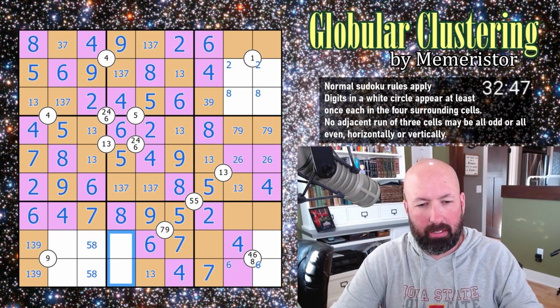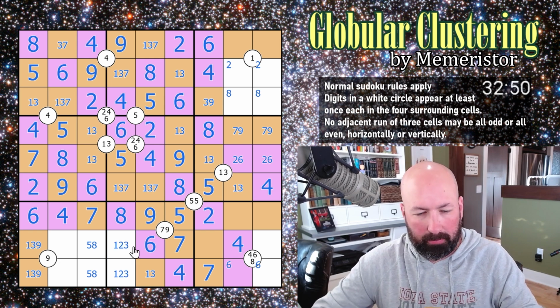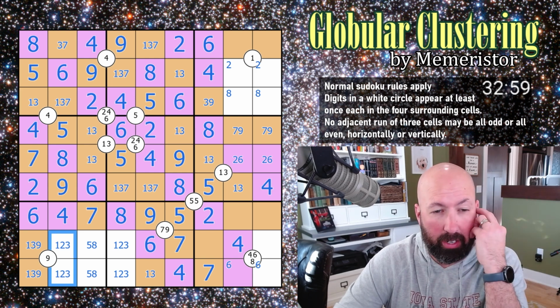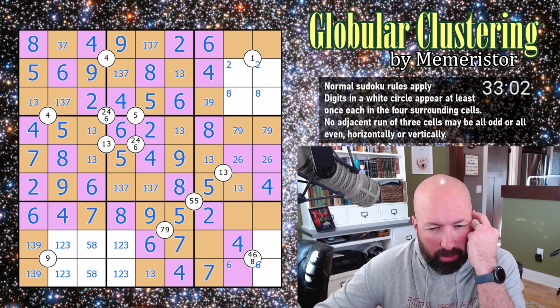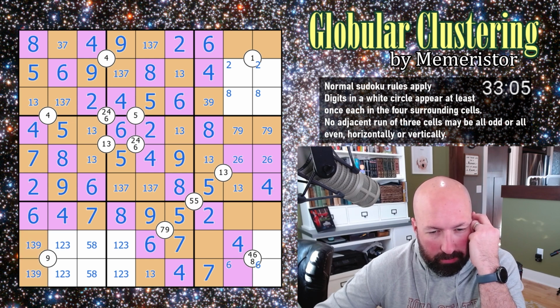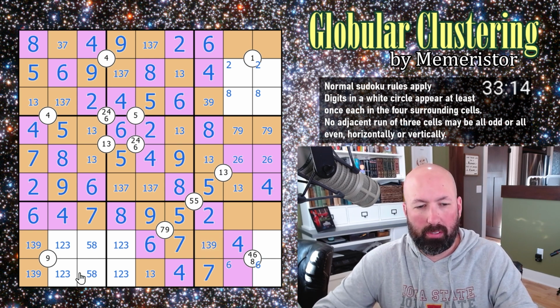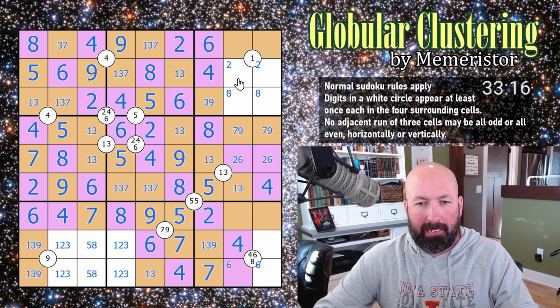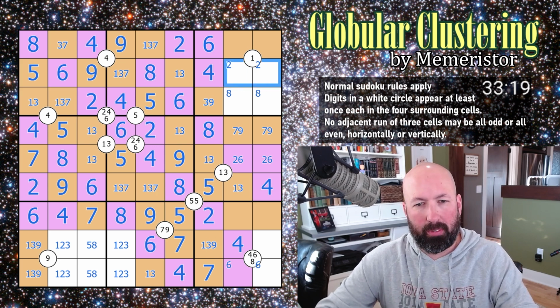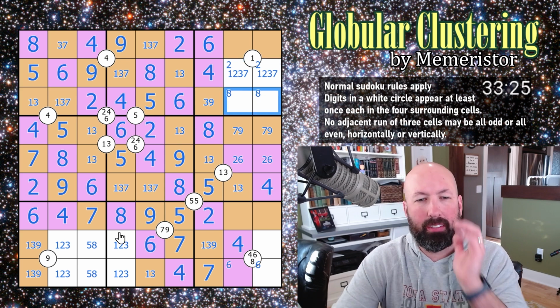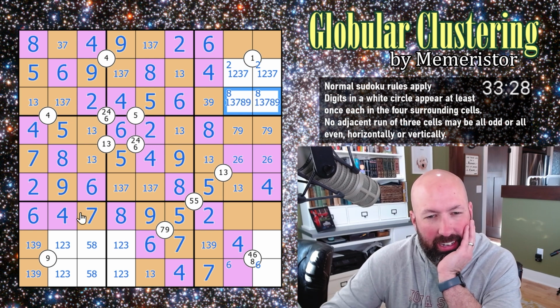This is 1, 2, and 3. 5 and 8. This is 1, 2, and 3 also, which is interesting. You know there's a 9 in there. This is 1, 3, or 9. These are 1, 2, 3, and 7. I don't know how helpful that is. This is an 8 and a 1, 3, 7, or 9.